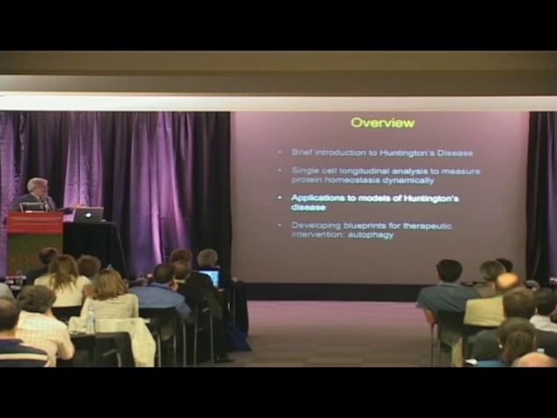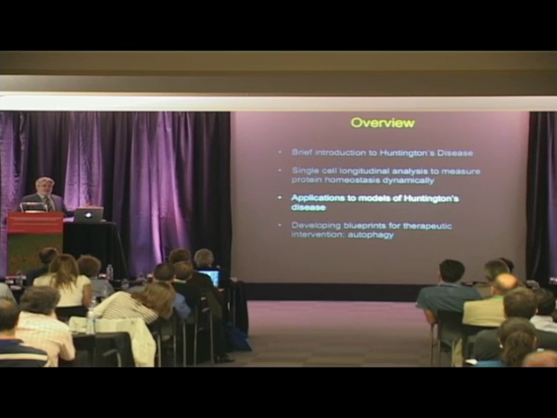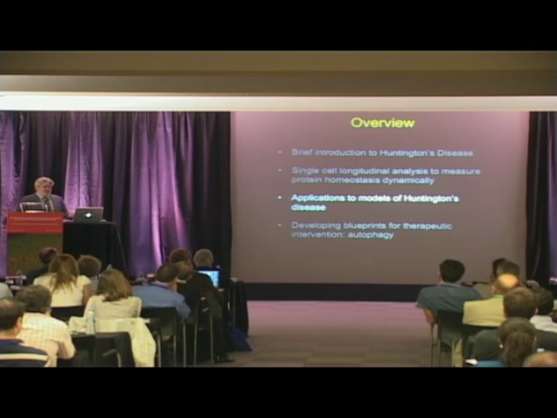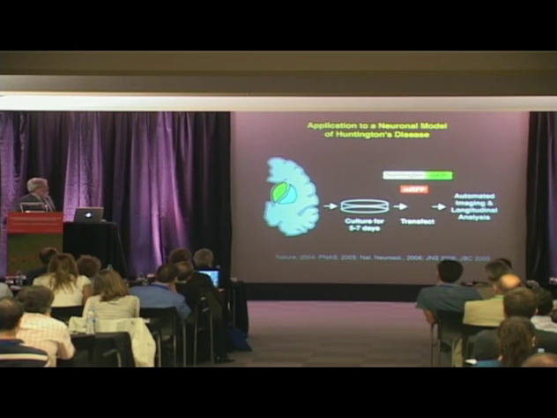So we have this nice tool. I'd like to now say a little bit about how we've applied it to Huntington's disease. I'll fairly briefly go over some of the discoveries that we've made in the past and then end with some of the more recent work, including some unpublished studies.